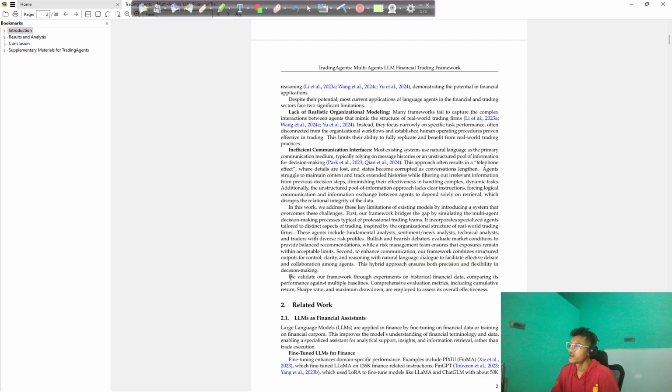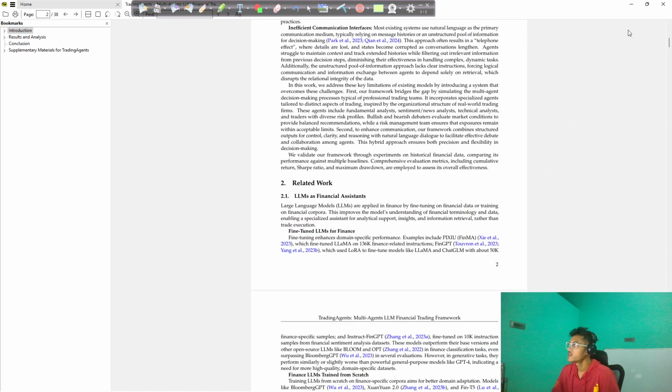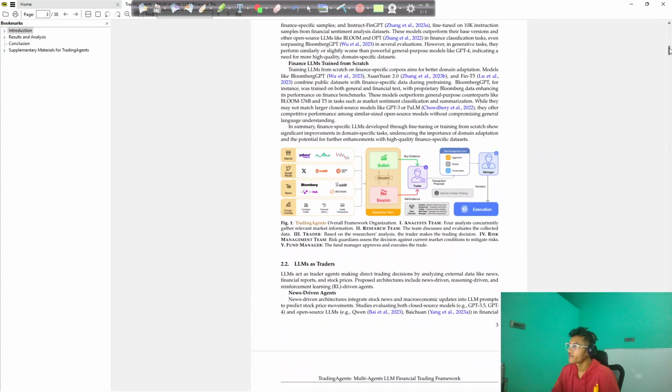We validate our framework through experiments on historical financial data, comparing its performance against multiple baselines. Comprehensive evaluation metrics, including cumulative return, Sharpe ratio, and maximum drawdown, are employed to assess its overall effectiveness. Now, let's check that out.